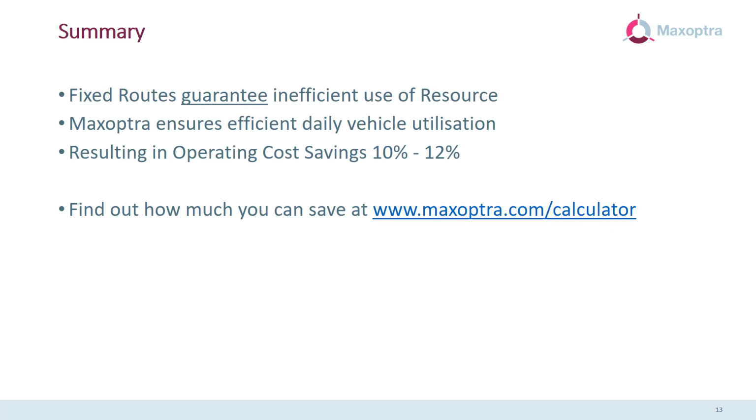So there we are. Fixed routes guarantee inefficient use of resource. Maxoptra, on the other hand, ensures efficient daily vehicle utilization. Operating cost savings are established at 10 to 12%.